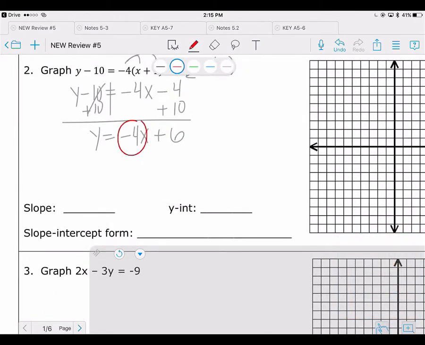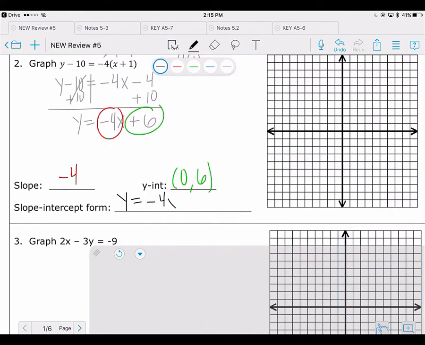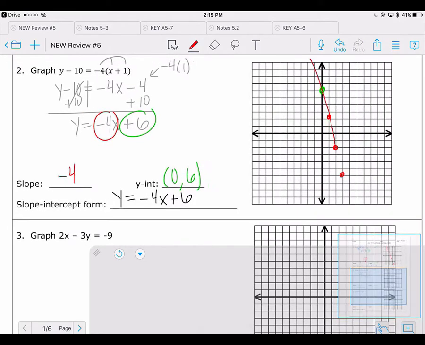Again, my slope is found next to x. My y-intercept follows. This time it starts up at a positive 6. And my slope-intercept form is what we found there in gray. I go up to 6 on the y-axis. My slope is down 4, right 1. Down 4, right 1. And when I draw my line, I double check that my line is decreasing because, again, I have a negative slope.